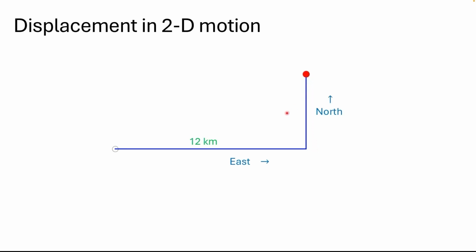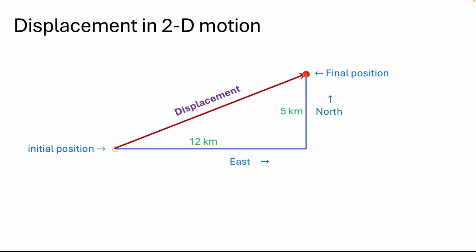Next, we will look at displacement in two-dimensional motion. I'm considering an object. First, the object moves due east and travels 12 kilometers. Then, it moves due north and travels 5 kilometers. This is a two-dimensional motion because there are two different paths, not one straight path. This is the initial position of the object. And this is the final position. The displacement of the object is from the initial to the final position.